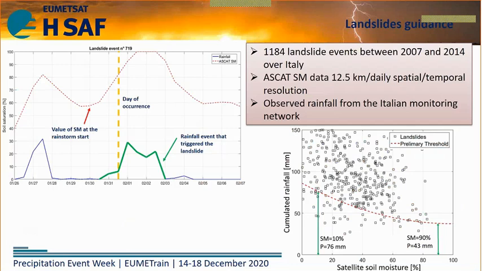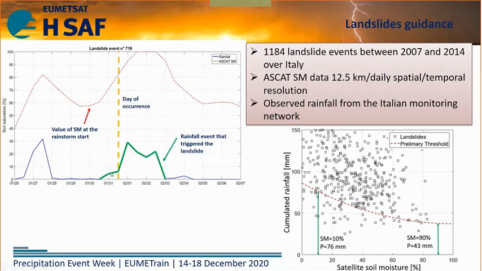And we have performed something very similar over Italy. In the same way they define their threshold, we considered a catalog of more than 1,000 landslides that occurred in Italy during the period 2007-2014, and we use ASCAT soil moisture products to define the soil saturation condition that is represented here by the red dashed line. Here we have the day of occurrence of a landslide, so we take into account the value of soil moisture at the beginning of the storm, right?